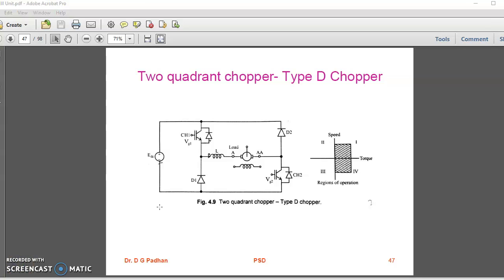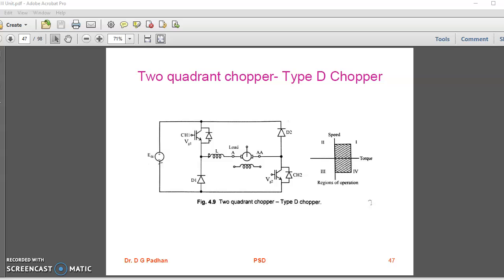In this lecture, we will discuss the two quadrant chopper. In the previous classes, we already discussed the different types of choppers like single quadrant chopper, two quadrant chopper, and four quadrant chopper. Type A and type B choppers are single quadrant choppers. Type C and type D choppers are two quadrant choppers. Type C chopper will function in the first and second quadrant, whereas the type D chopper will operate in the first and fourth quadrant. And in the case of type E chopper, we get all four quadrant operations.